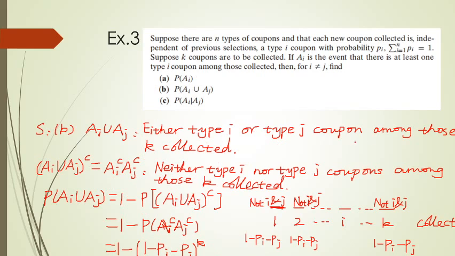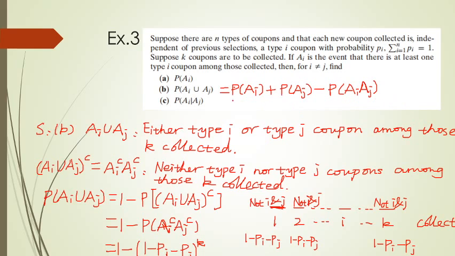You can also do it in this way, like either type I or type J coupons. So you can follow the addition rule to work out this probability, which equals probability of AI plus probability of AJ minus probability of AI intersect AJ, right? We can follow it in this way, and let's check this probability. That will be more complicated, actually.